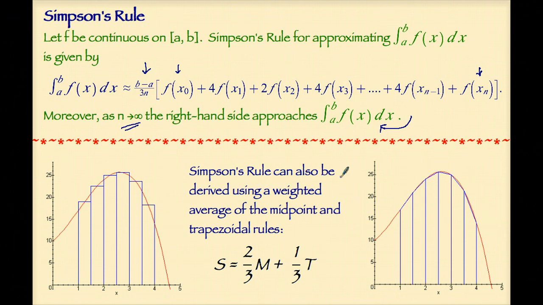Simpsons rule can also be derived using a weighted average of the midpoint and the trapezoidal rules. Here is a depiction of using rectangles with the midpoint in order to approximate area under a curve. And of course, here is the same curve being approximated by the areas of trapezoids. Simpsons rule can be found by taking 2/3 of the approximation using the midpoint rule and adding 1/3 of the approximation found by using the trapezoidal rule.